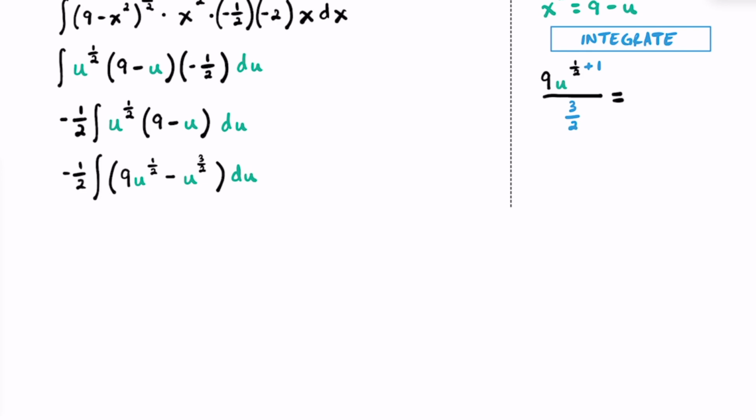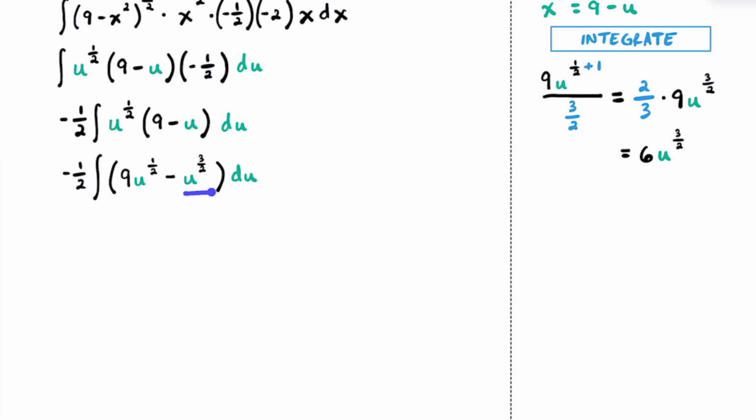Now if we divide by 3/2, that's the same thing as multiplying by 2/3. So we really have 2/3 multiplied by 9. And we also have this u raised to the what power? Well, this 1/2 plus this 1 is going to be that 3/2 that we have seen a few times now. Now 2/3 of 9 is just equal to 6. So we can say this is equal to 6u to the 3/2 power. That's going to be the antiderivative or the integral of that part of our integral.